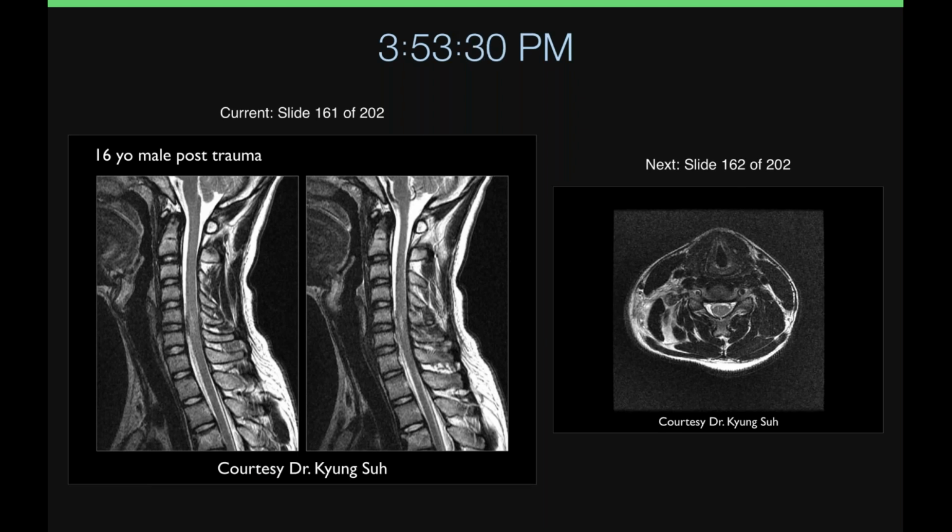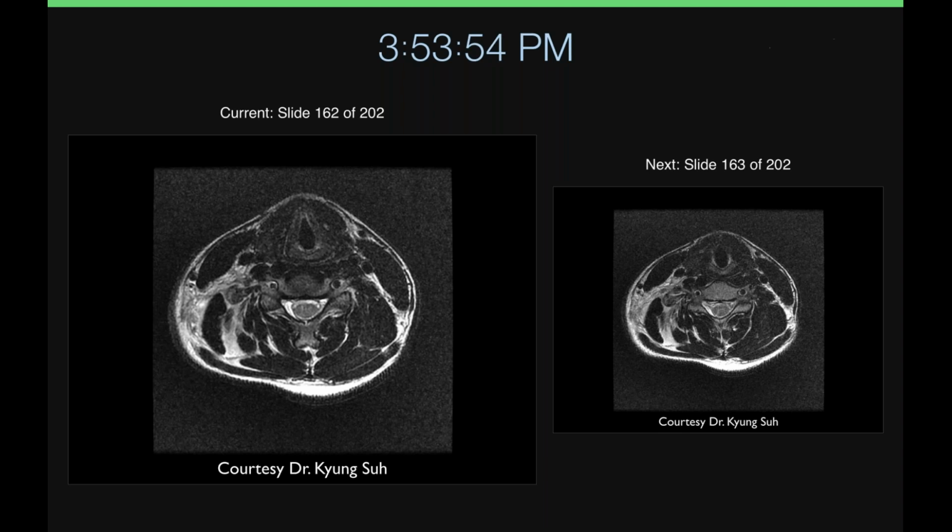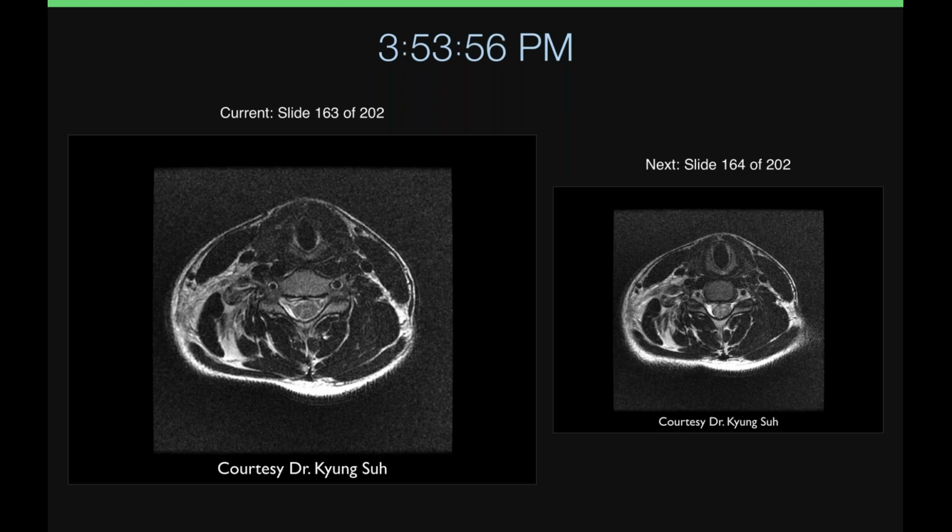Okay, Shiv, what do you think of this one? All right, 16-year-old male post-trauma. So it looks like at the C5-6 level in the spinal canal, there's that abnormal signal. You've got this little dark signal here and a little bit of increased signal intensity within the cord. I don't see any disc disease.